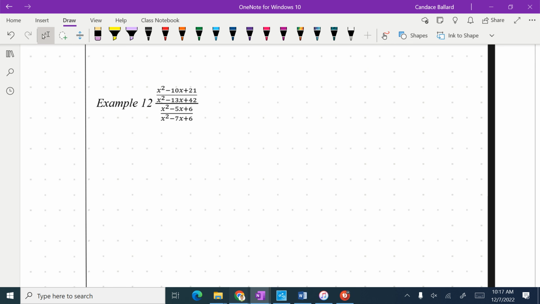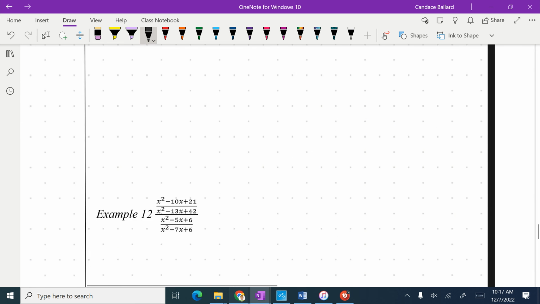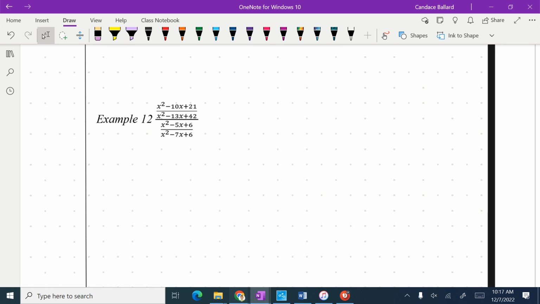It looks horrible, doesn't it? I don't know what it is about the change between having the division sign versus writing the fraction like this. There's absolutely no difference, right? It's just the division sign that makes it look worse, because it looks like a fraction on top of a fraction. So all I'm going to do is flip the denominator. Just like we were doing the other ones, we're going to keep the numerator the way it is: x squared minus 10x plus 21 over x squared minus 13x plus 42.